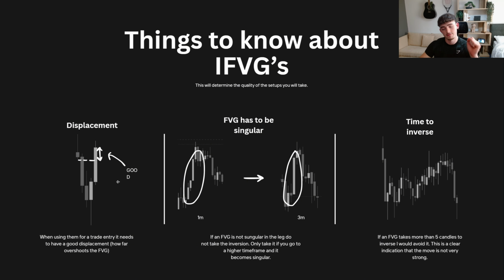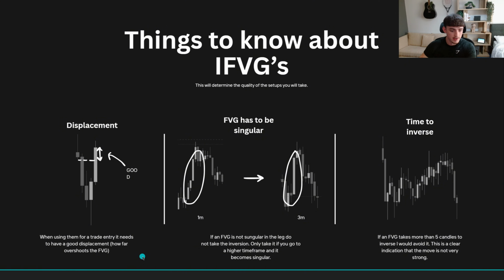You want to see that. That makes you a lot more confident. You do not want to have to zoom in to see a millimeter-close fair value gap, it's not worth it. Don't risk it. So when using it for trade entry, it needs to have good displacement, how far it overshoots the FVG.